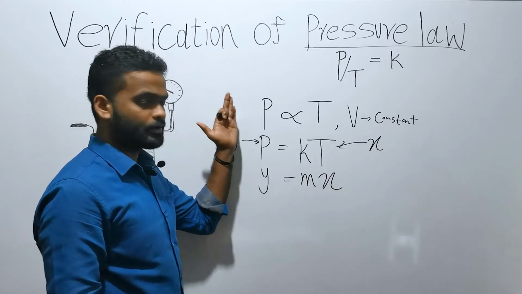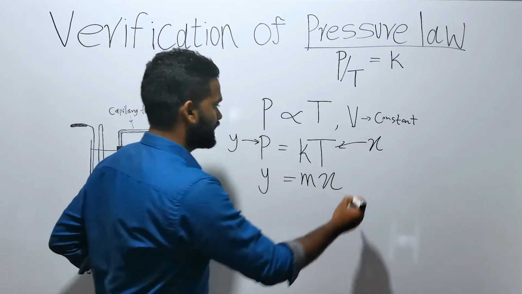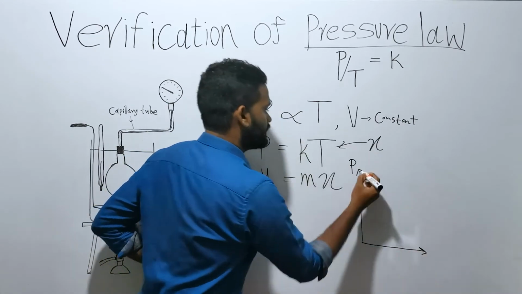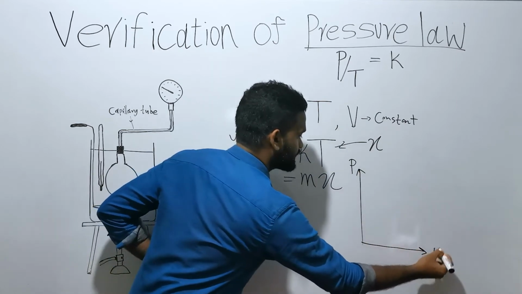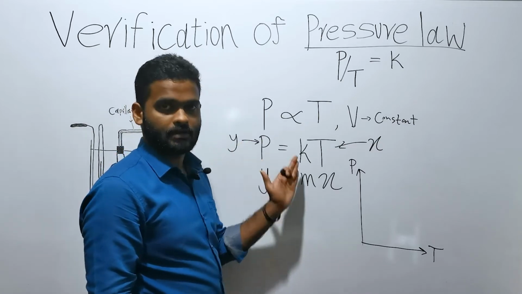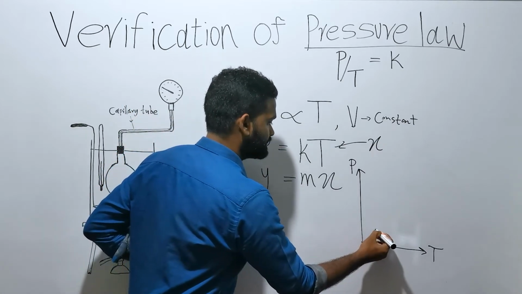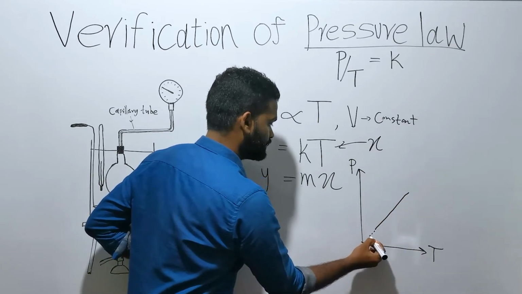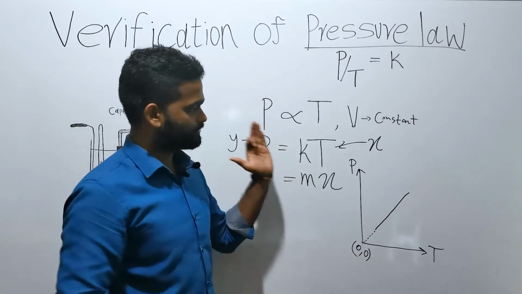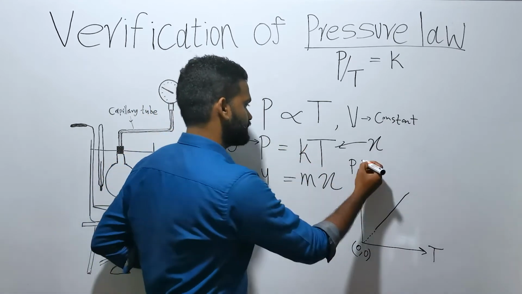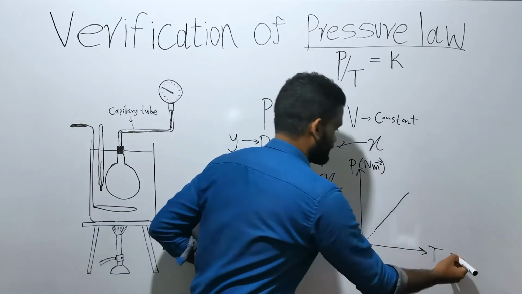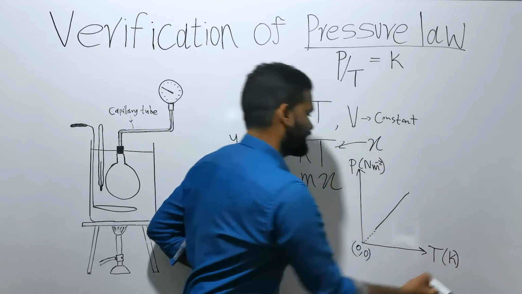So the graph according to this theory should be like this. P is the dependent variable, capital T is the independent variable. So this is a y equals mx graph. So it should be a line which goes through the origin of the graph. So it should be like this. This pressure has units of newtons per square meter, then T, absolute temperature, is in Kelvin.